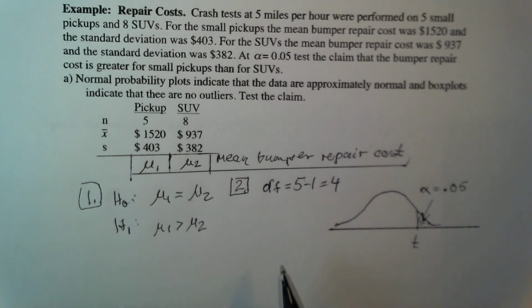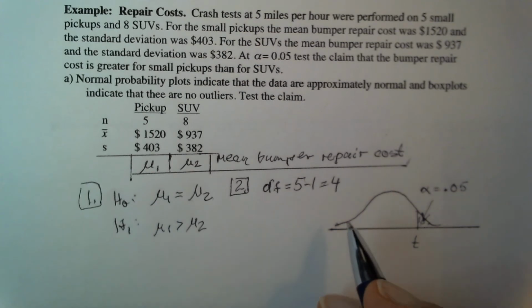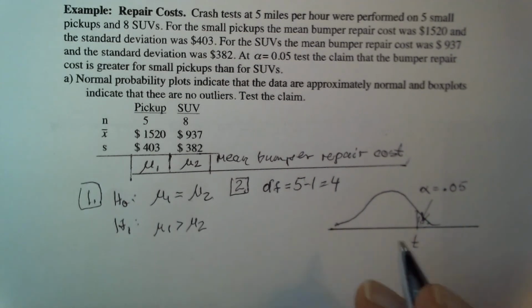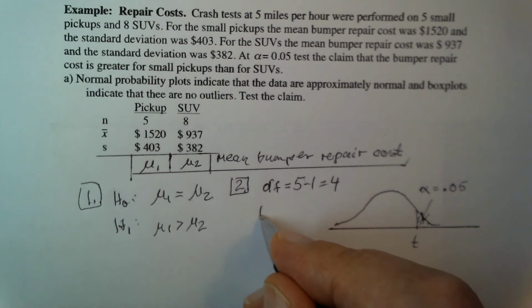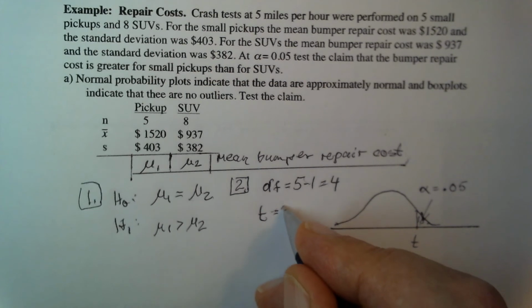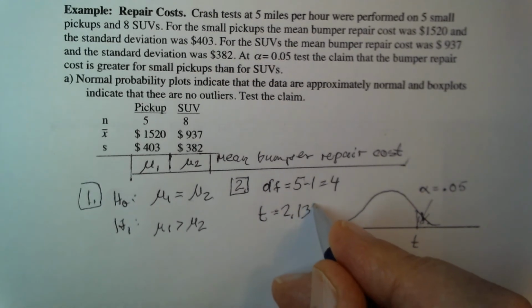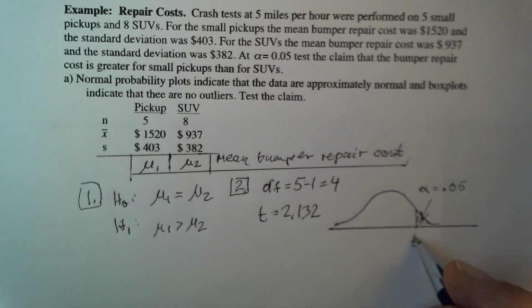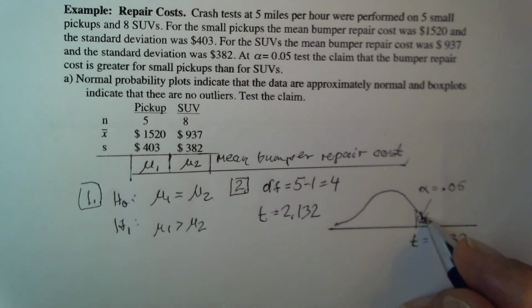So this is what it looks like. Our degrees of freedom is the smaller of the two values for n, 5, minus 1 equals 4. And for an alpha of 0.05, we find that our critical value for t is 2.132. So that's what t is. t is equal to 2.132. So this is our rejection region here.